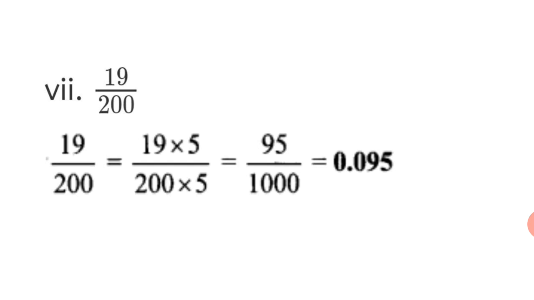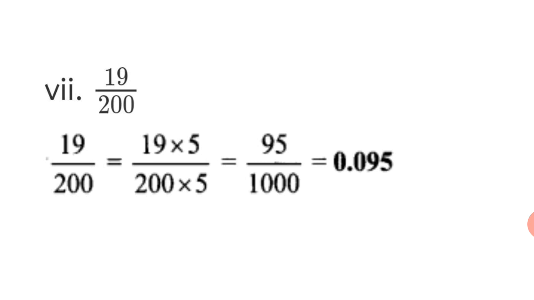Last, 7th sum of question number 2: 19 upon 200. Now, the first thing that comes to mind is that we can make it 100 by dividing by 2. But 19 is not divisible by 2, so we cannot do that. So what can we do here? We know that 2 5s are 10, which means 200 into 5 will give us the figure that we require in the denominator. So we will multiply by 5.